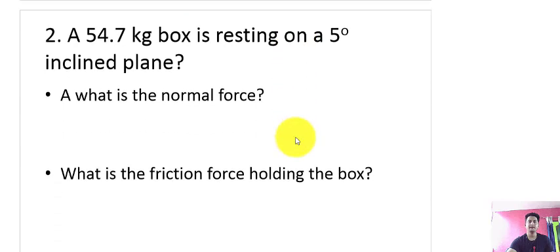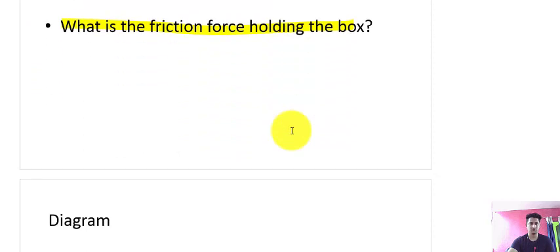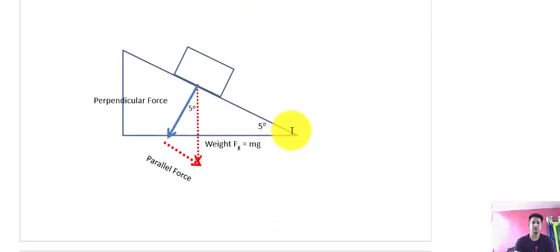Now the second numerical says that a 54.7 kg box is resting on a 5-degree inclined plane. The angle is 5 degrees, and the mass of the box is 54.7 kg. You need to find the normal force and the friction force holding that box. First of all, you need to make a diagram: the box is kept on an inclined surface, the angle is 5 degrees, and its mass is 54.7 kg.